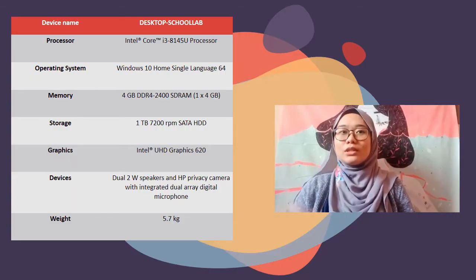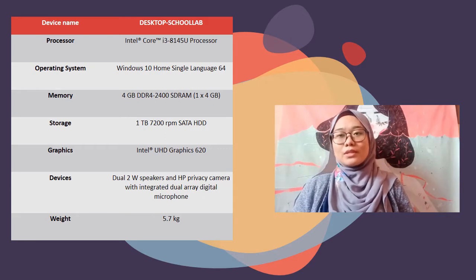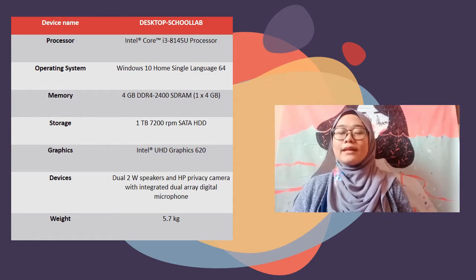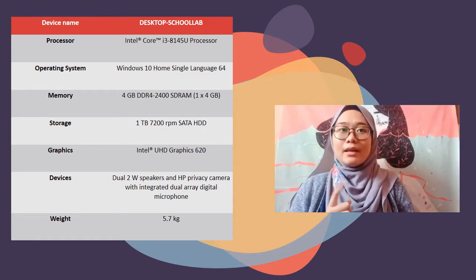Next, we go to the computer specification. The device name that we chose is Desktop School Lab, and the processor that will be used in the computer lab is an Intel Core i3 processor. The operating system is Windows 10 Home Single Language 64. The memory installed is 4 GB DDR4, and the storage is 1 TB.